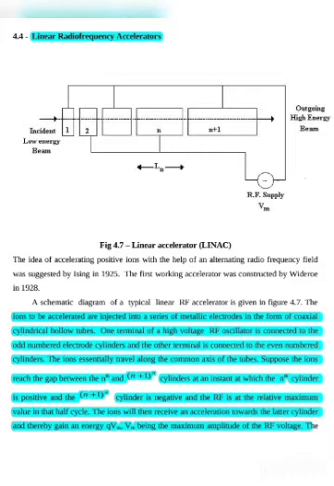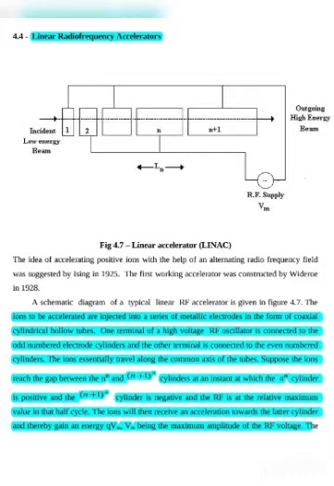Ions to be accelerated are injected into a series of metallic electrodes in the form of coaxial cylindrical hollow tubes. One terminal of a high voltage RF generator is connected to the odd numbered electrode cylinders and the other terminal is connected to the even numbered cylinders. The ions essentially travel along the common axis of the tubes.